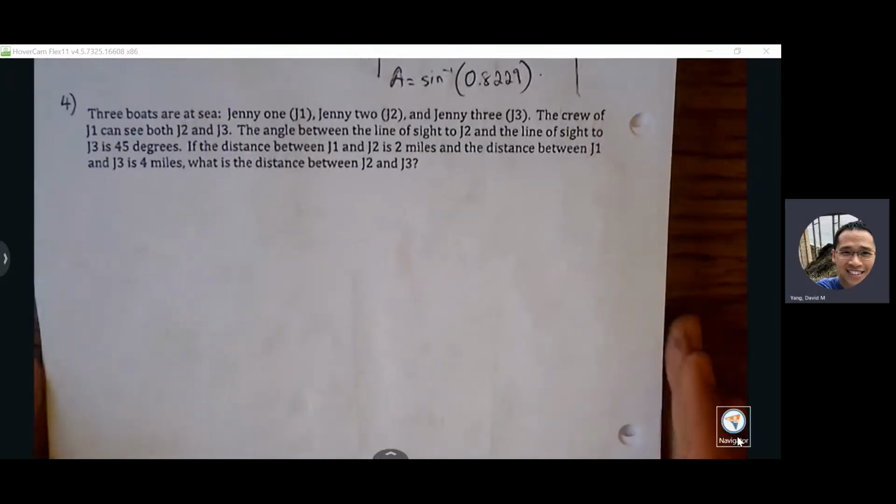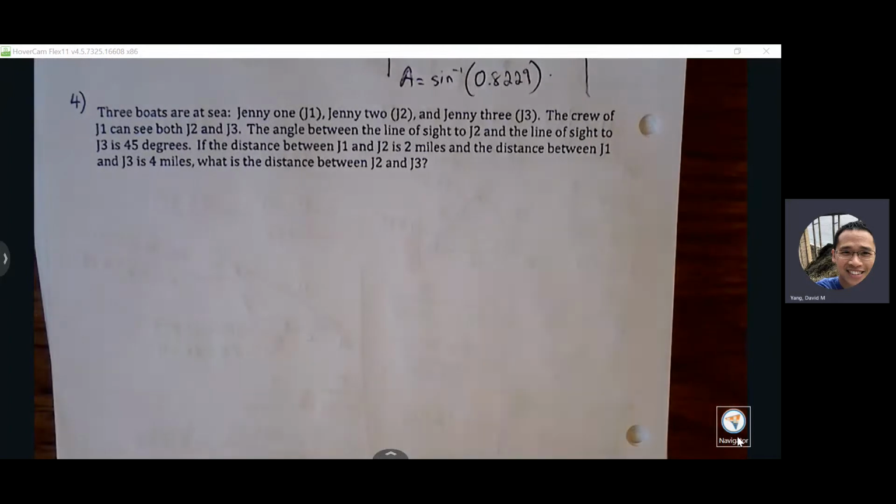Okay. Number 4. Number 4 is a word problem, but don't let that stress you out. You're basically just going to take that information, translate it onto a triangle, and then just pretend like it was a previous problem, right? You're just going to solve that triangle.